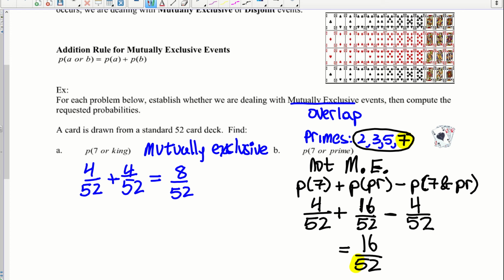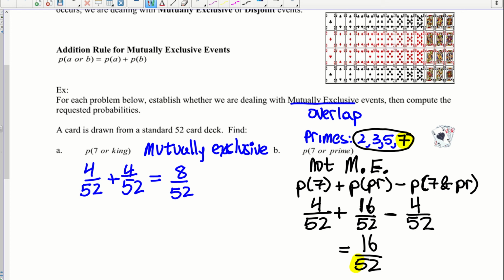If I were to just count up all the 7s or primes, I would go through and say, okay, I got 2, 3, 5, 7, 2, 3, 5, 7, 2, 3, so a total of 16 of them. I wouldn't then count up the sevens, because I would have intuitively said, well, I already got the sevens. So I would have got my 16 out of 52 that way, right?